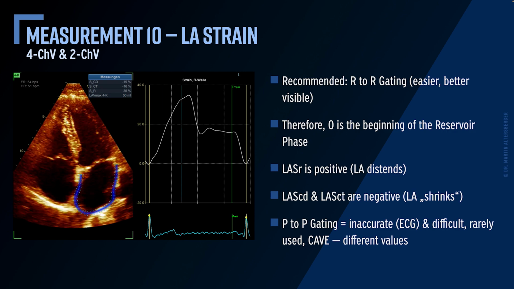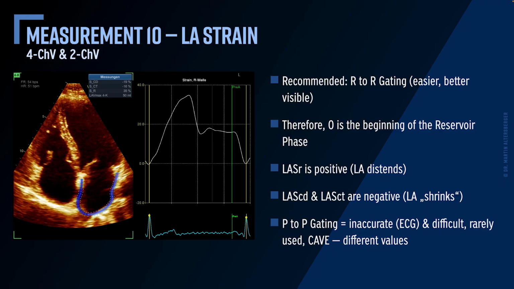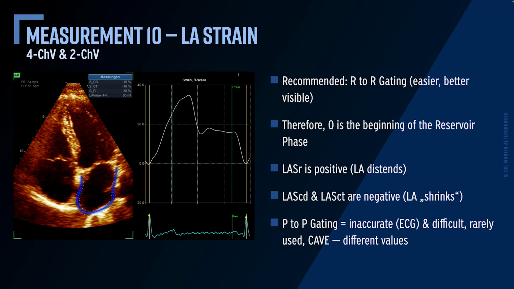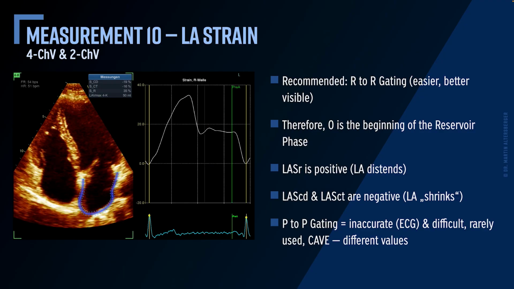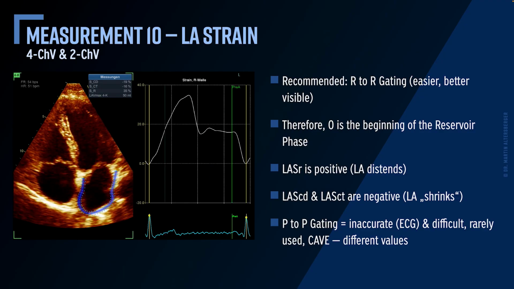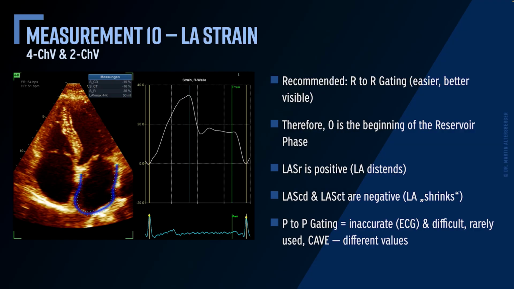It's a bit different when you use a P to P gating, but the ECG, as said, can be a bit inaccurate, it can be difficult, so therefore it's rarely used and the values are a bit different. I'm not going into detail about that because it's nowadays also recommended to do the R to R gating.